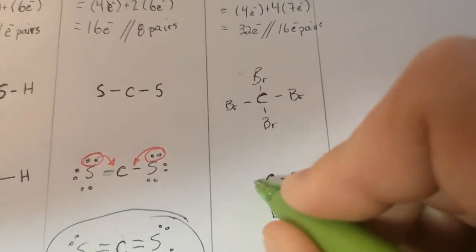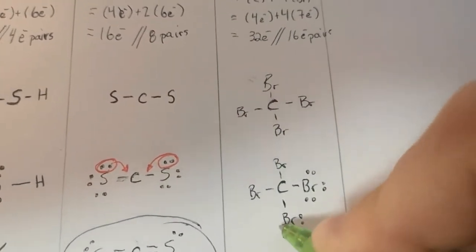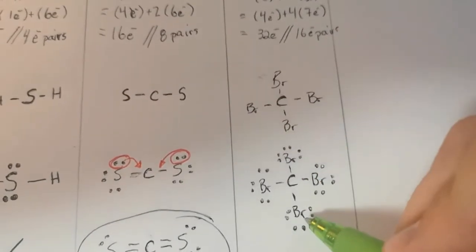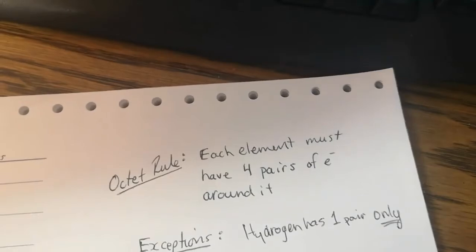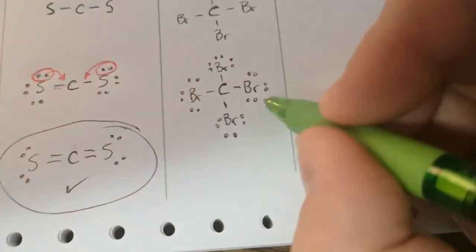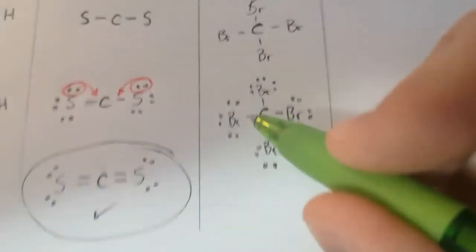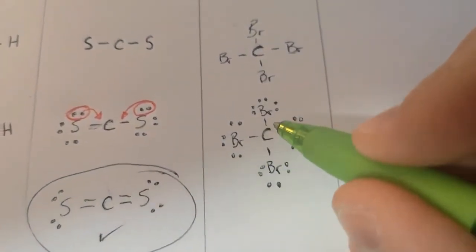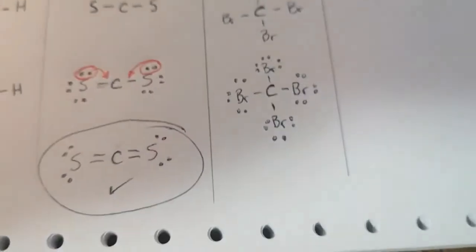Let's fill out the octets, first of the outer elements and then the inner elements. So each of our bromines has a full complement of electrons, a satisfied octet rule. Each of them has 3 non-bonding pairs and 1 shared pair. Our carbon in the center has 4 shared pairs. This is exactly as we would predict.